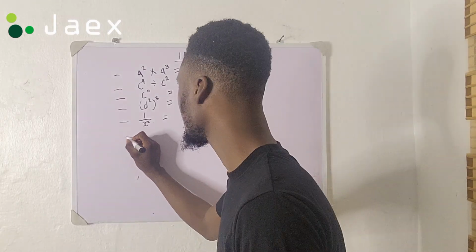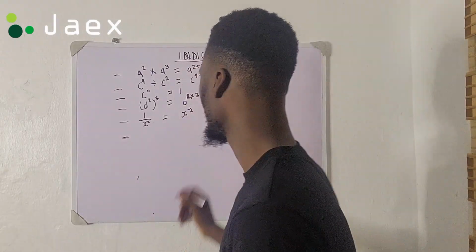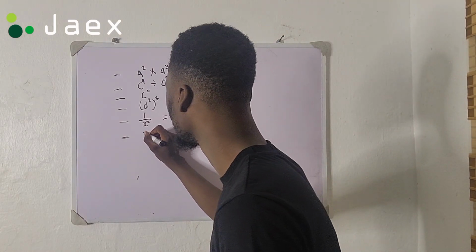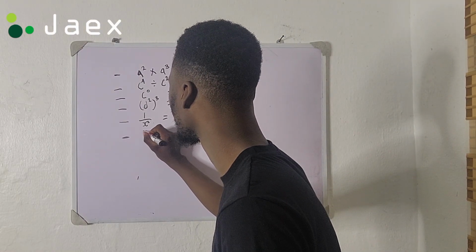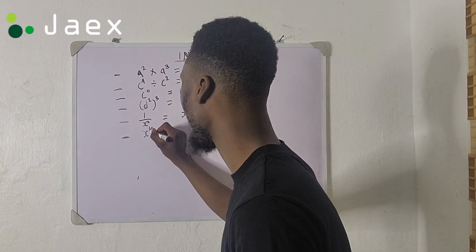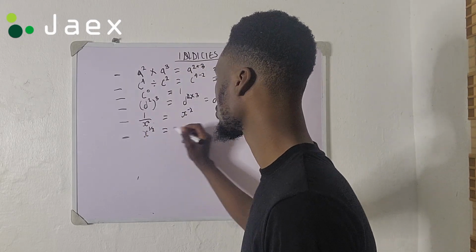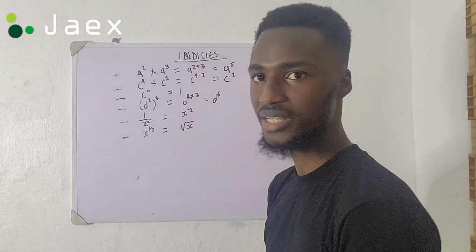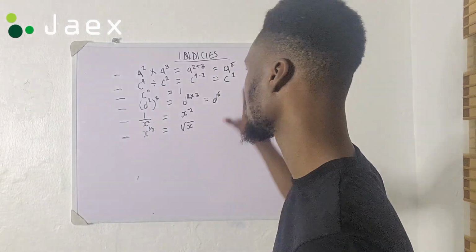Then now, the sixth law we have, when you are given x raised to power half, is equal to square root of x, right? I'm going to give examples for each of them.